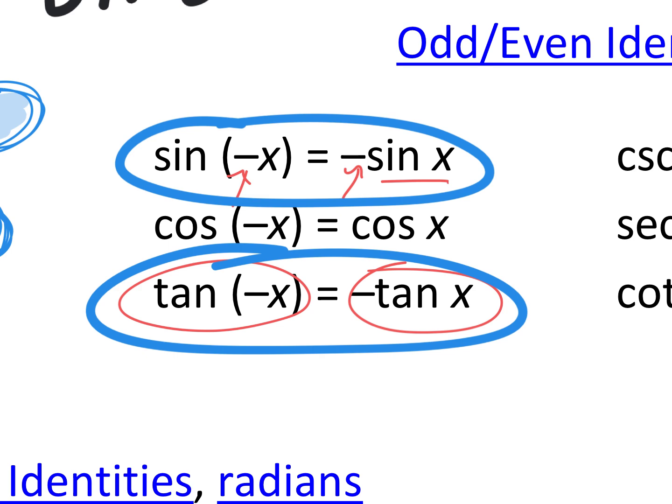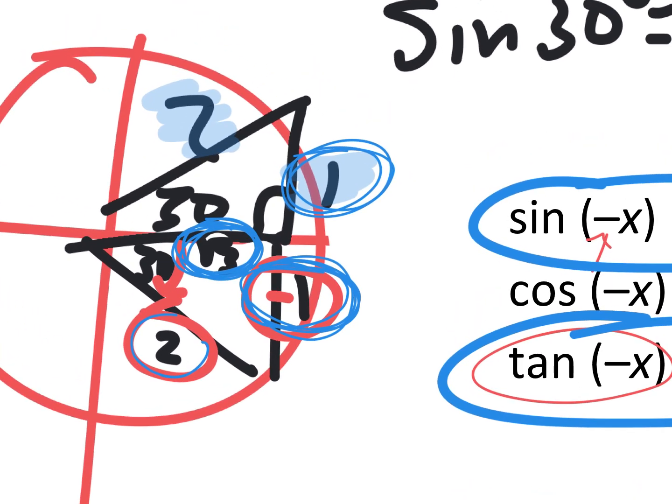Cosine's the only one that's different. And that's because if you go down and you do cosine of this, look what happens. Cosine is adjacent over hypotenuse, root 3 over 2. And then if I do cosine of the negative angle, it's still adjacent over hypotenuse, and neither one of those numbers is negative, so it stays the same. Isn't that weird? You can do cosine of the negative of the angle, and you can still get the same answer.